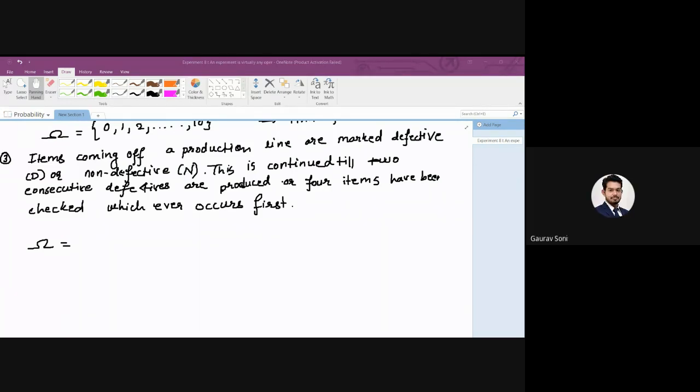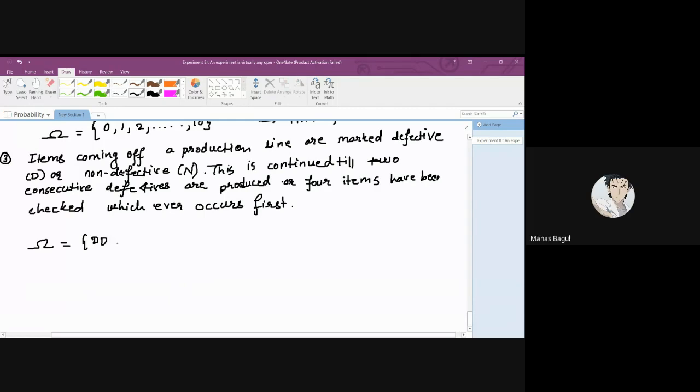I'm not sure, but it could be NN first one. Yes, NN, and then the production line will stop. Or DNN. No. Read the question correctly. You're understanding it, but you're not writing it correctly. Items coming off a production line are marked defective D, non-defective N. This is continued till two consecutive defectives are produced. Oh sorry, the first one should be DD. Yes, that's what I said. You're understanding it, but messed that up.